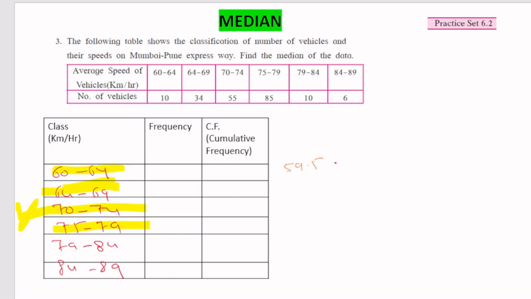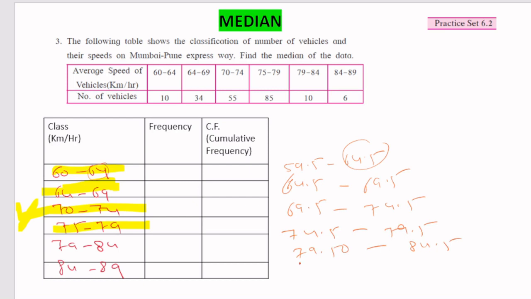59.5, and add 0.5 to the upper limit. So it will be 64.5, like that. Similarly here, the next will be 64.5, because it's ending here, right? Here you should start from 64.5 to 69.5. Next we'll start from 69.5 to 74.5, then 74.5 to 79.5, 79.5 to 84.5, and the last will be 84.5 to 89.5. This is where you have to convert.